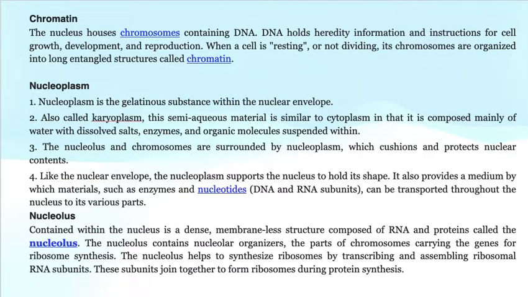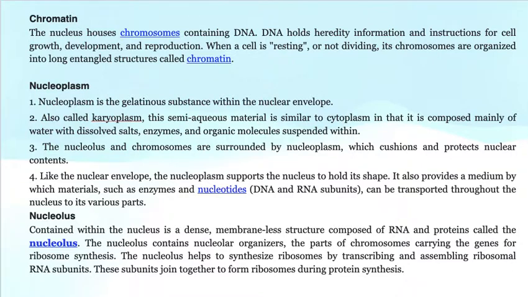Let's understand one by one what chromatin and nucleoplasm mean and their functions. The nucleus houses the chromosomes containing DNA. DNA stands for deoxyribonucleic acid and holds the hereditary information and instructions for the cell's growth, development, and reproduction. When a cell is resting or not dividing, its chromosomes are organized into long entangled structures called chromatin.